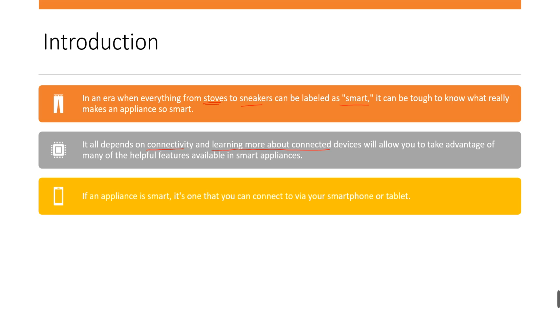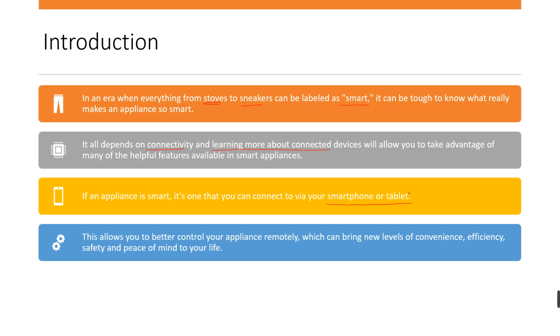If an appliance is smart, we can say it can be connected via a smartphone or tablet. This is the basic feature that any smart appliance should have, connection with a smartphone or tablet. With the help of this, you can control in a better way, and this control can be done remotely also. Whenever you are able to control any device from a remote location, it will result in convenience, efficiency, safety, and the main feature, peace of mind in your life.